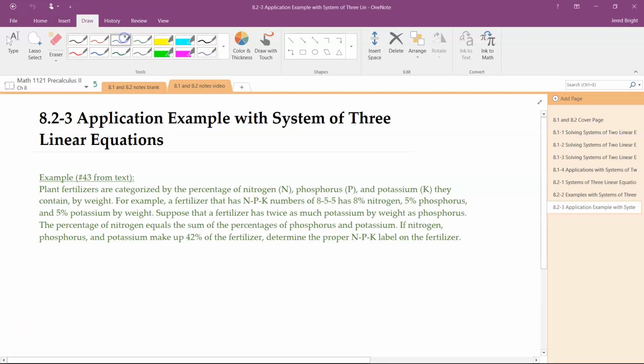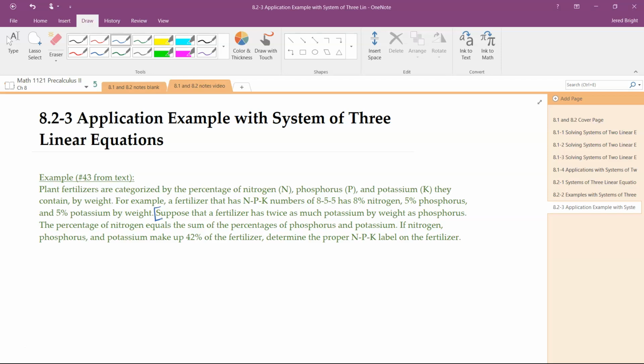Here's going to be our last video of the week related to applications using systems of three linear equations. So you can read the context here. There's a little bit of background at the beginning, but the important part of the prompt starts here. Suppose that a fertilizer has twice as much potassium by weight as phosphorus.